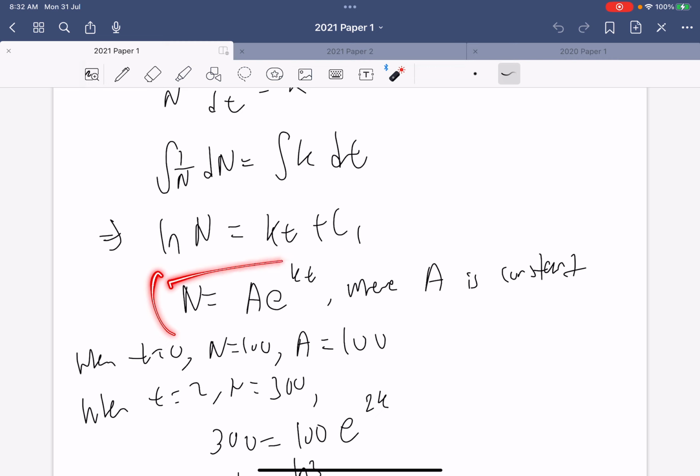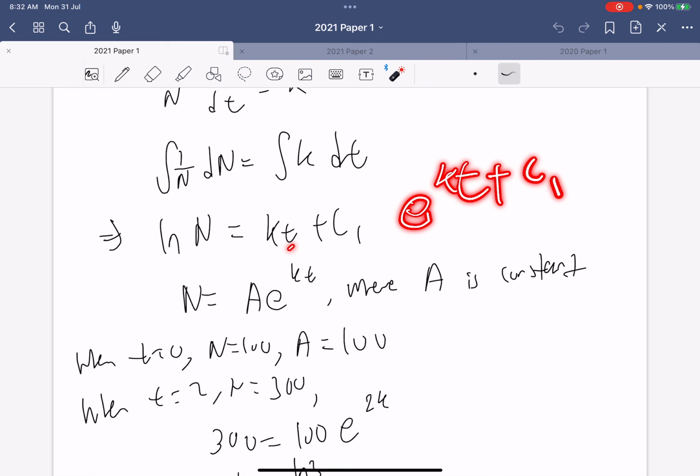So you might ask how I get this. Well, what we now need is n. So we need to bring in e, so this is now raised to the power e. So it's e^(kt + c1). But this is just e^(c1) times e^(kt) by the indices rule. And e^(c1) is a constant, so we label it a.